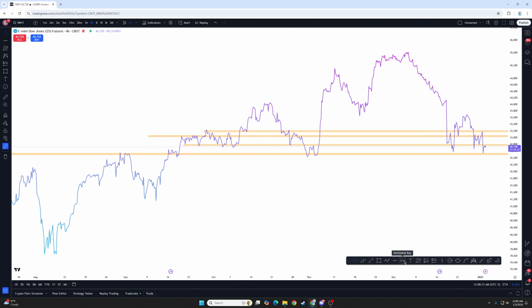I'm gonna use the horizontal ray real quick, because I don't want to use another rectangle box to overcrowd the chart, but I can see around here somewhat of a key level. And actually even here. And that's pretty much it.